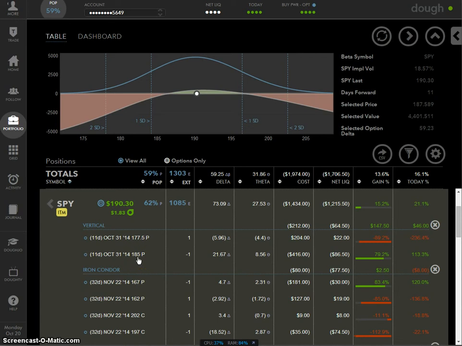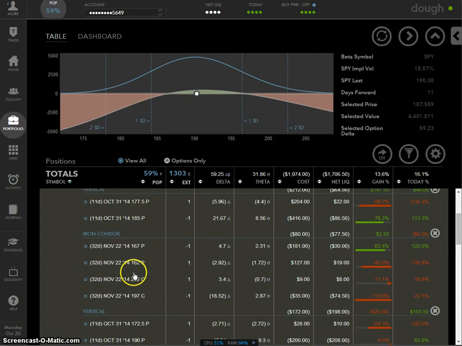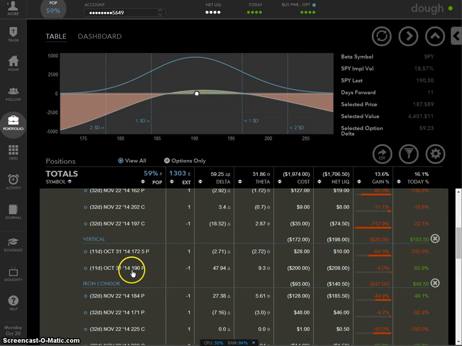Here's my 185 put. Remember, it really got tested. Now I'm up 147 bucks in this. The only other one that's been close to being tested is this 190 position. These expire in 11 days, and I'm only down 26 bucks, so I'm ahead on each one. But it's above 190, so you know what I mean.